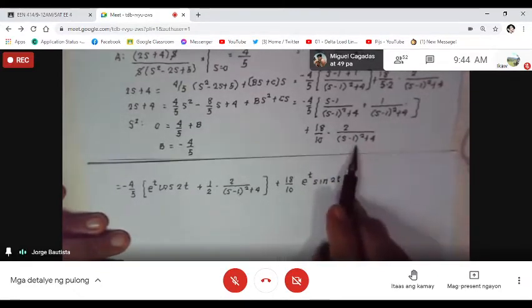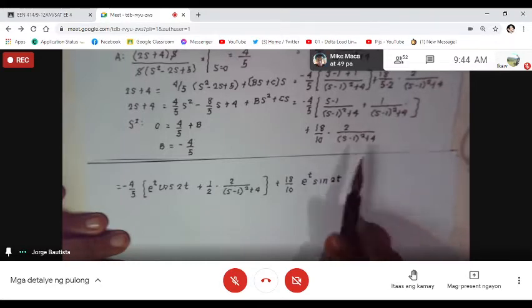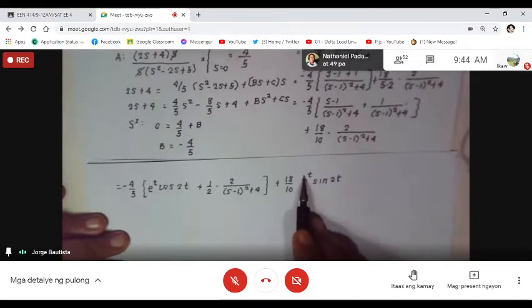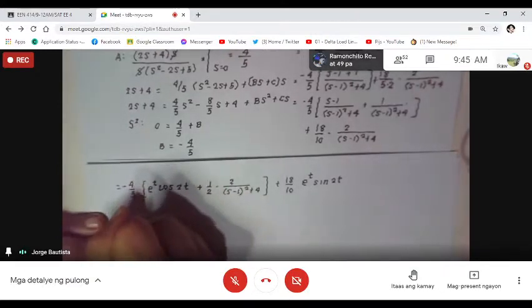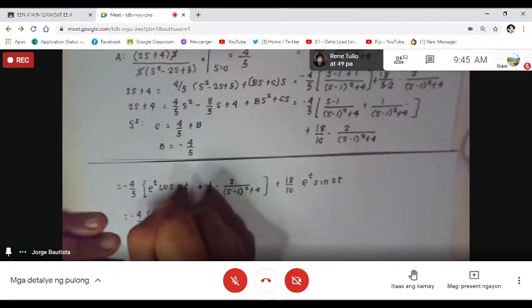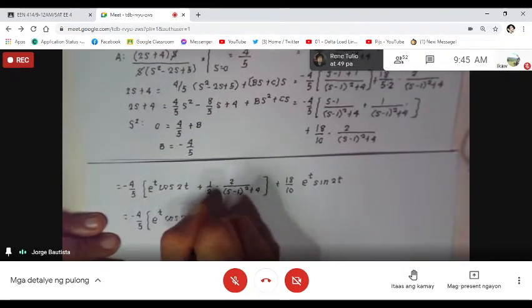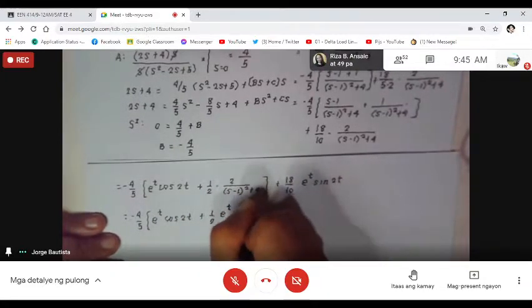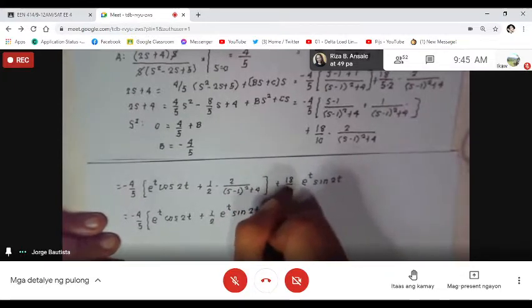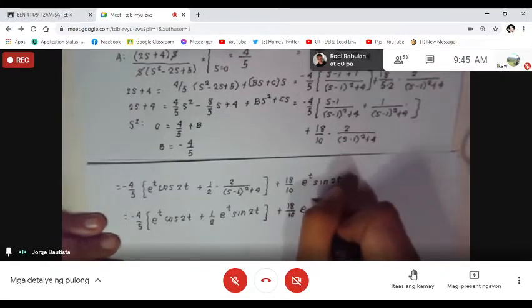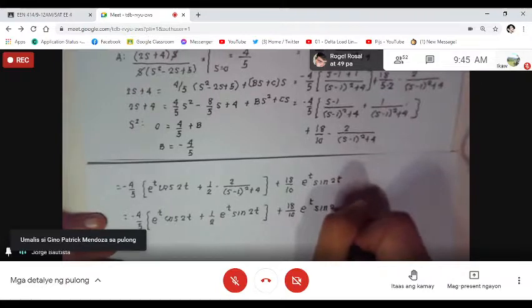Okay? So yun ito. Bakit may e raised to t? Because of s minus 1. So maglalagay ka ng plus 1 doon. So e raised to t. Okay, so ito na lang. So that is negative 4 over 5 e raised to t cosine 2t plus 1 half e raised to t sine 2t plus 18 over 10 e raised to t sine 2t.